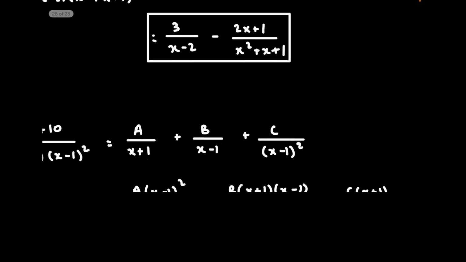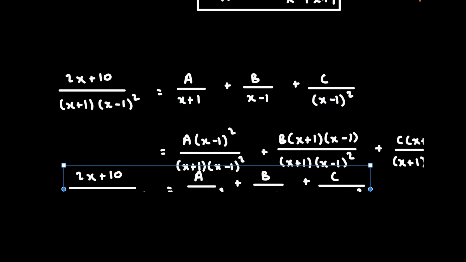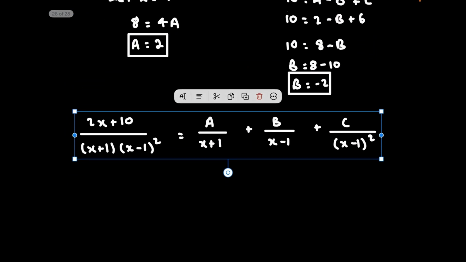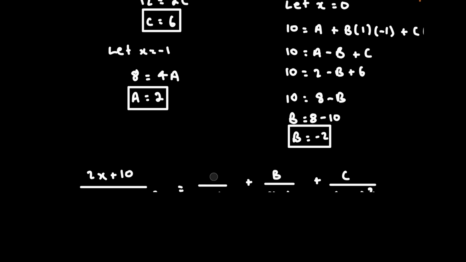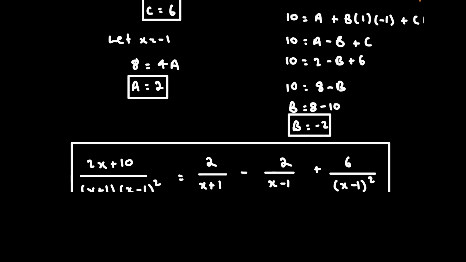So if I were to go to the very top of our example, copy back what we have here. We already have the values of a, b, and c. So we know that a is simply equal to 2. B is equal to minus 2. And c is equal to 6. And those of you that remember, plus minus, you guessed it, is just minus. And that's how you do partial fractions.